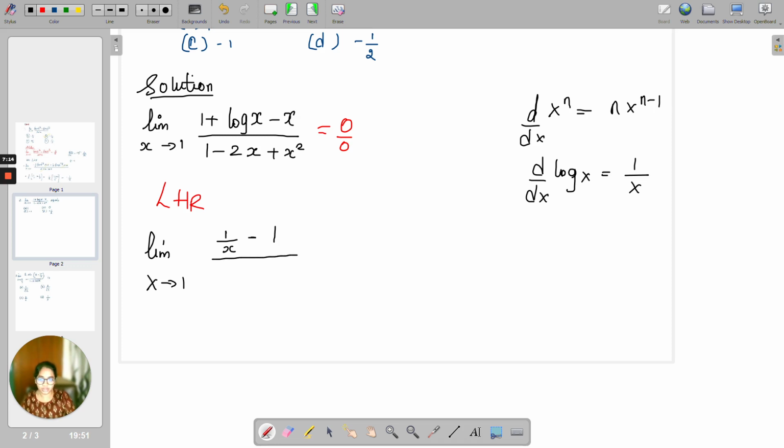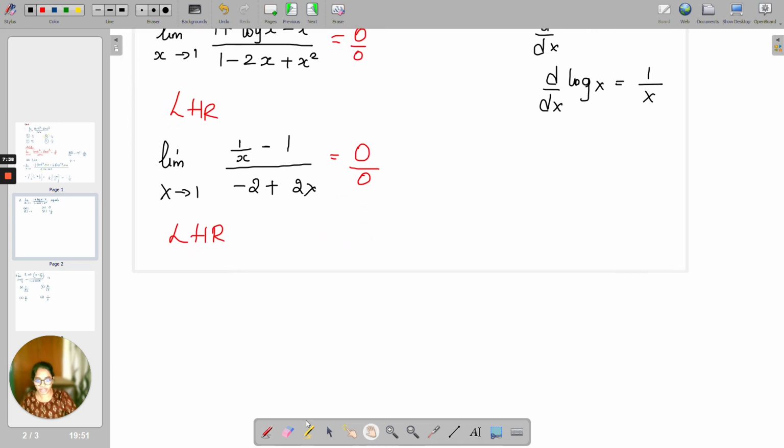Yeah. So again minus 2 plus 2x. Now if I substitute 1, I would get 1 divided by 1. So 1 minus 1 is 0 again. Yeah, in the denominator I would get again 2 minus 2. So again let me use L'Hospital's rule. Yes, that is I would be differentiating numerator with respect to x and denominator again with respect to x.